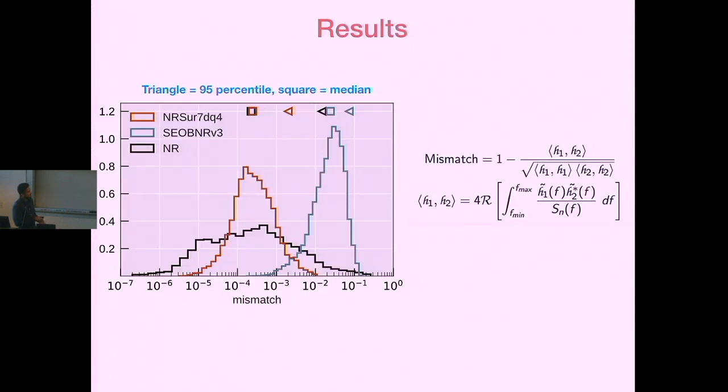It's defined here, but you can just think of it as the lower the mismatch, the closer two waveforms are to each other. So to measure the accuracy of our model, we compared the model with the numerical relativity simulations. And this is the error histogram for our model, the red histogram.